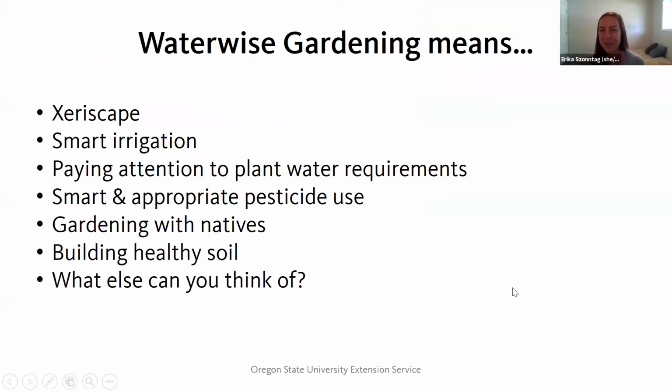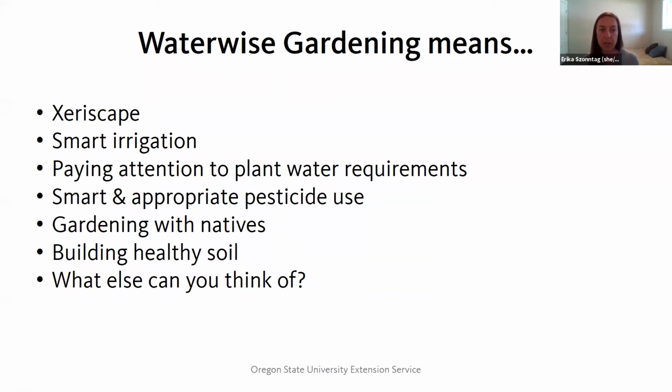So what does waterwise gardening mean? A lot of the times people immediately think about xeriscape when they hear waterwise gardening. The root for that word comes from the Greek word xeros, which means dry. So it means dry scaping, but waterwise does not mean xeriscaping. It doesn't mean that you have to just have rocks in your front yard and that's it. You can really have a lot of variety and a really vibrant landscape while being waterwise.